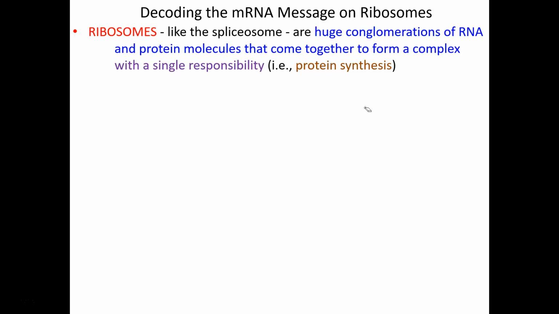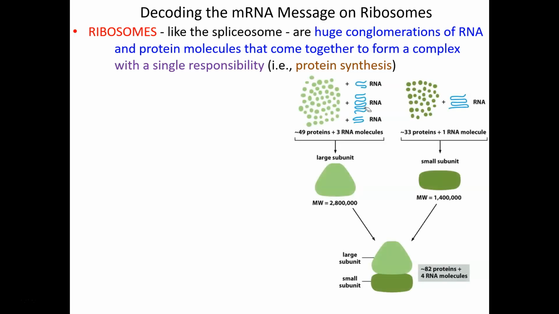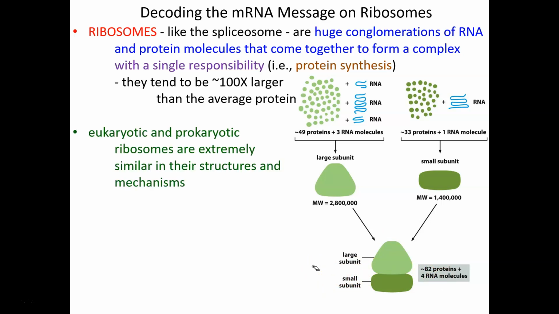Much like the spliceosome, ribosomes are huge, huge complexes of protein and RNA. And again, their single responsibility is to coordinate translation. Made up of dozens and dozens of proteins, nearly 100 different protein subunits, and 4 catalytic RNAs come together to make the 2 main subunits of the ribosome, a large subunit and a small subunit. And we'll see in just a second the messenger RNA is sandwiched between these subunits for translation to occur. These are really, really big.